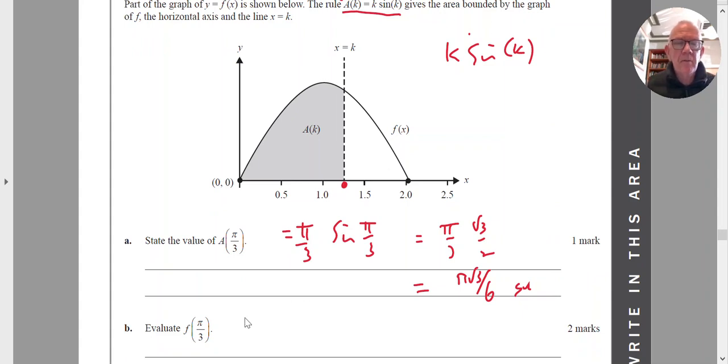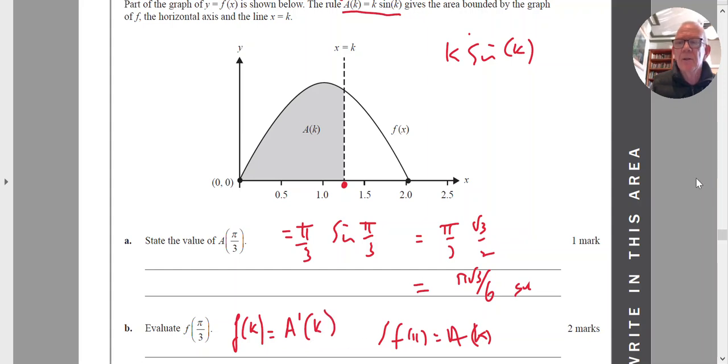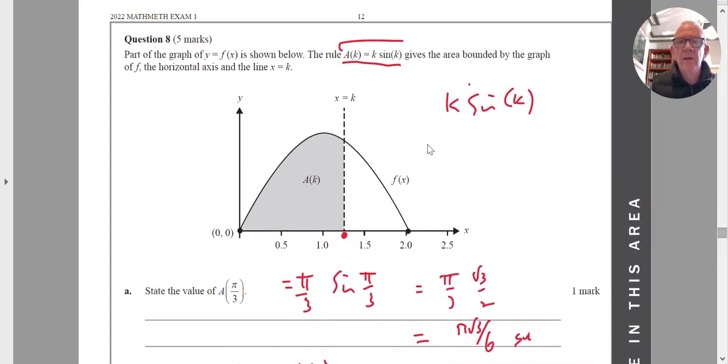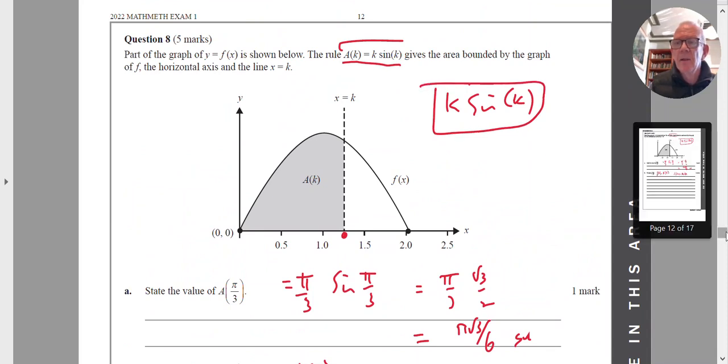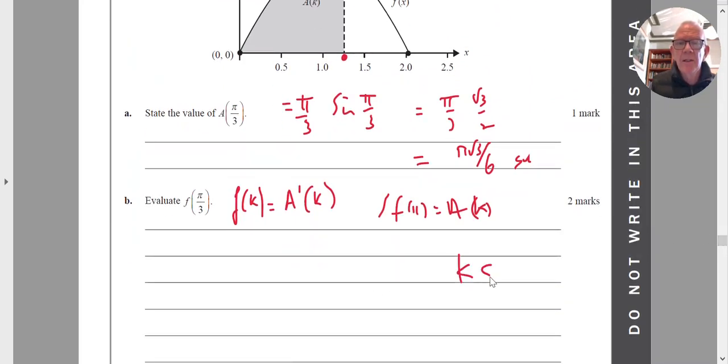So in part B, we need to evaluate f. Now remember, this is the function f. So if the integral of f gives you A of k, then f of k will equal the derivative of the area function. So I need to take the derivative of k sine of k, and I've got a product rule there. K sine of k, u is equal to k, therefore u dash equals 1. V is equal to the sine of k, therefore v dash is cos of k.